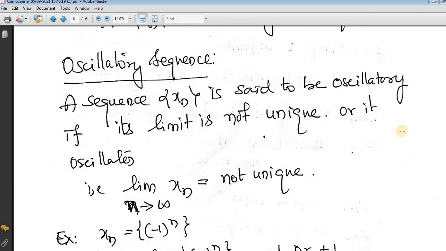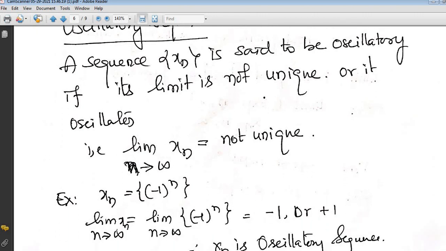Similarly, there is another kind of sequence, the oscillatory sequence. If the limit is not unique, suppose we apply the limit of a sequence as n tends to infinity, and we are not getting any finite value, or any plus infinity or negative infinity, but we get some other values which are not constant or unique. It is not unique, it is alternating. Such sequences are said to be oscillatory sequences. Now xn is equal to minus 1 to the power n. This is one example of an oscillatory sequence.